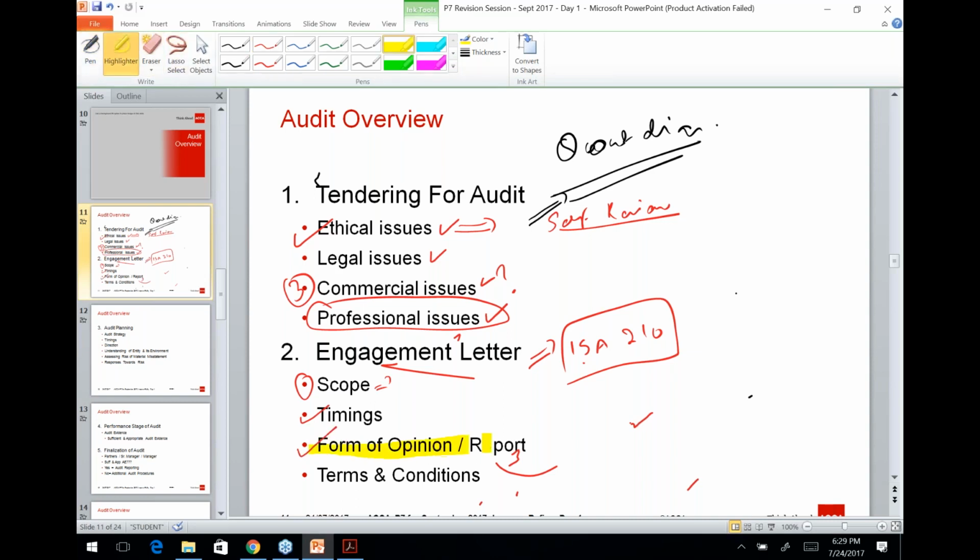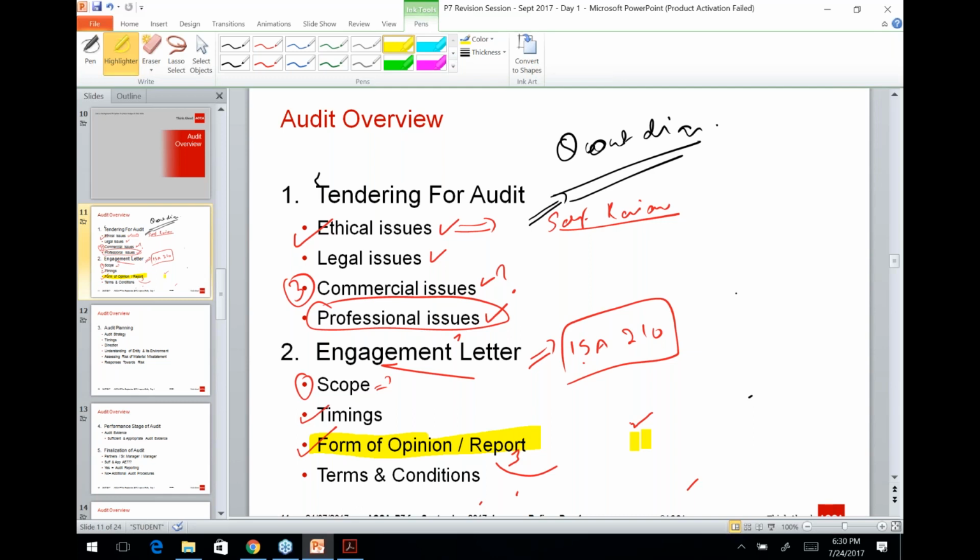Then the third one is an important thing, which is the form of opinion, that is, what type of opinion or what type of report it is going to be. Generally ACCA has a specific format, but the format for the audit report differs from country to country, because it depends on the country in which you are operating, what sort of opinion you will be giving. So it's very important, in order to avoid any last minute surprises, that you include the format or type of opinion in the original engagement letter.